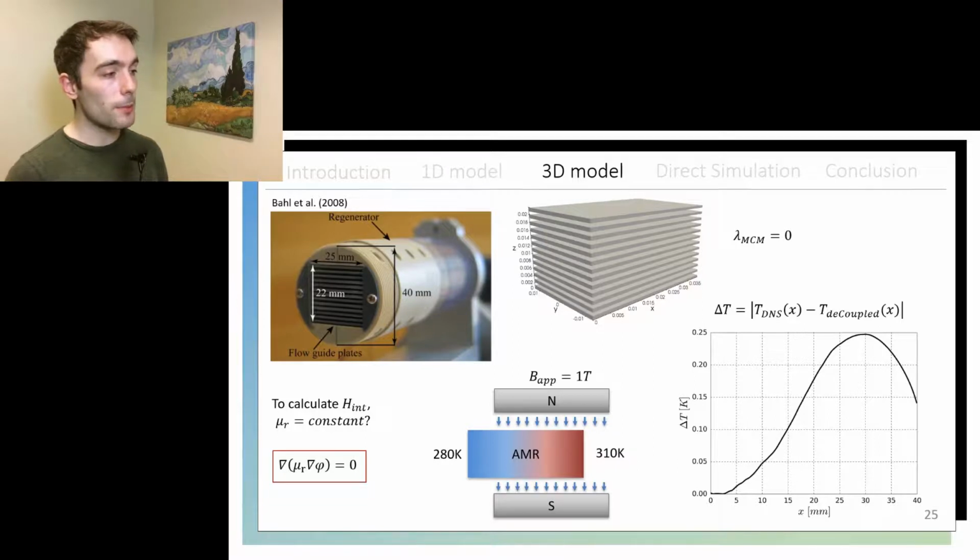So then I had to prove the correct resolution of the thermodynamic cycle, and for that I chose to reproduce the experiments by Ball et al. on a parallel plate regenerator that was made of 13 plates, and it had a porosity of about 0.3.